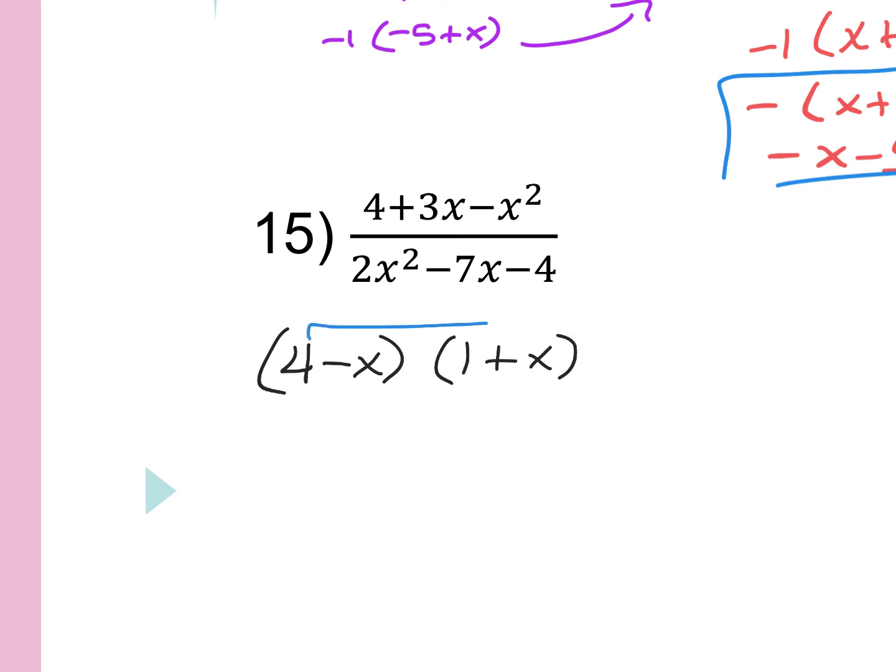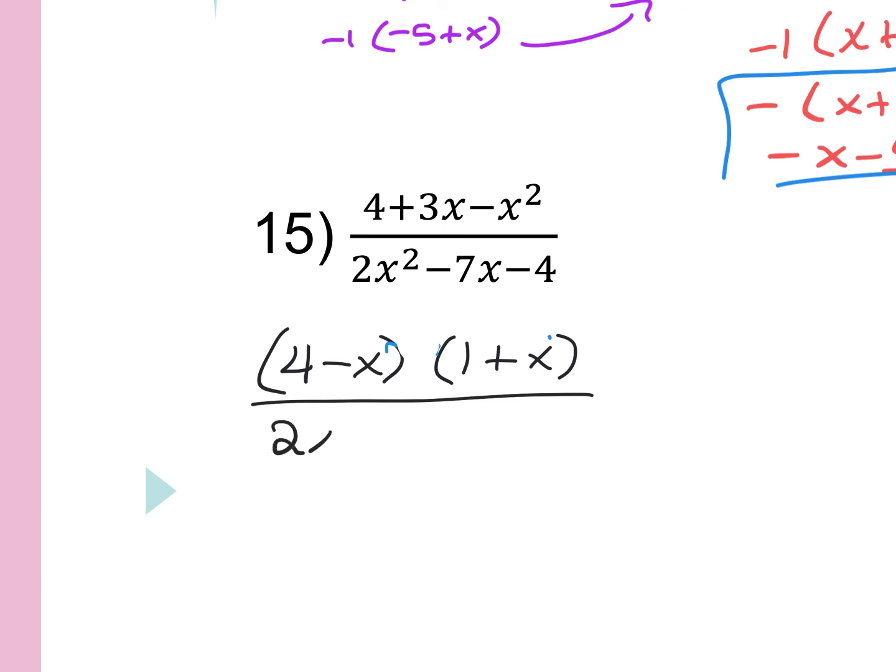So a quick check of my outer and inner. This gives me 4x. And then the inside gives me negative x. And when I combine them, I do get the 3 that's in the middle. So I did put my factors in the right spot as well as with the right signs. Now let's go ahead and factor the denominator. Again, you could do factor by grouping or guess and test.